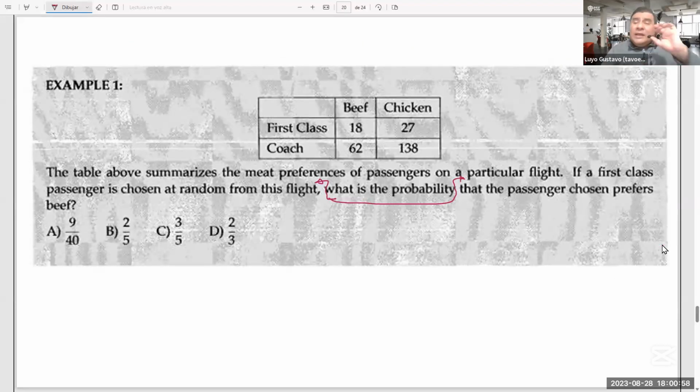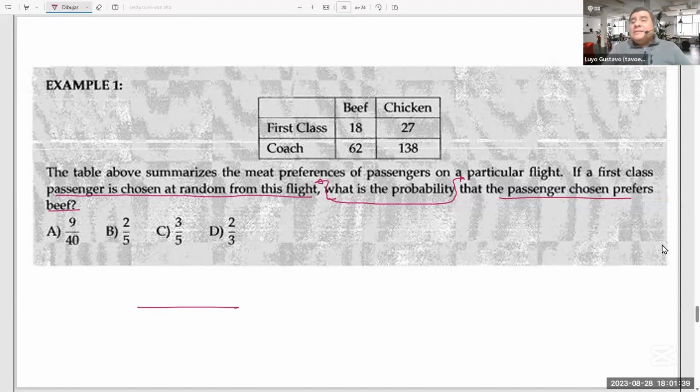While whatever comes just prior to the phrase "what is the probability" refers to the total group under consideration. So, what is the probability the passenger chosen prefers beef? And what is actually prior to the phrase? A first class passenger is chosen at random. Okay, so what is our group under consideration? It is the first class passengers. Not all the passengers, only the first class passengers.